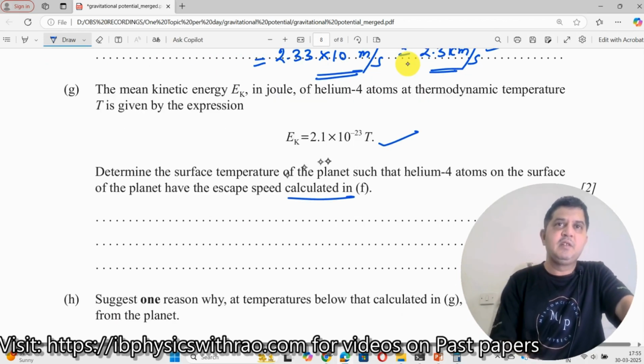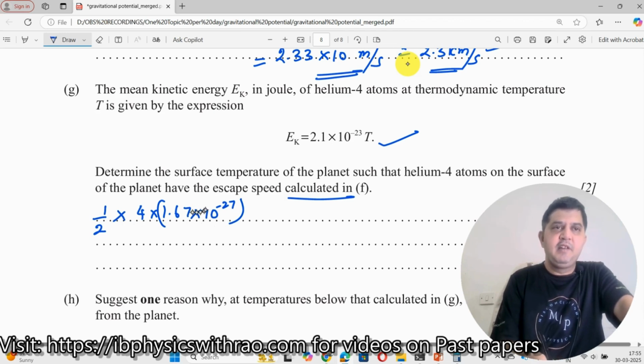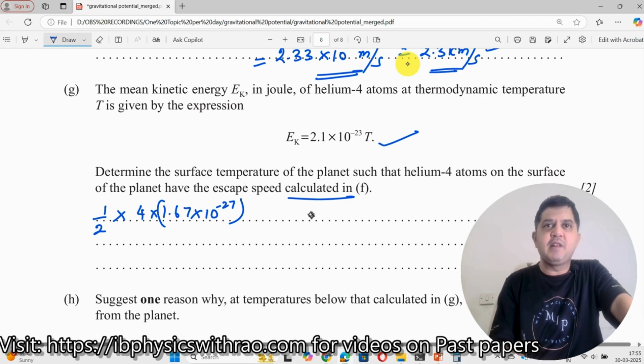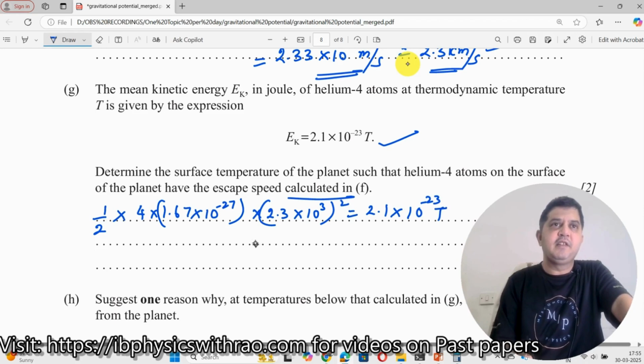So, what you do is, escape speed is kinetic energy. We will equate that one to here, which should now be equal to half into the mass. Helium atom has 4 times 1.67 into 10 to the power of minus 27. This is the total mass of the helium atom. This is the mass of one nucleon, mass of proton and mass of neutron, multiplied by 4 nucleons, 2 protons and 2 neutrons. Multiplied by V escape. What is the V escape over here? V escape we already assumed 2.3 kilometers. 2.3 into 10 cube whole square should now be equal to 2.1 into 10 to the power of minus 23. Okay, so this is for one atom.